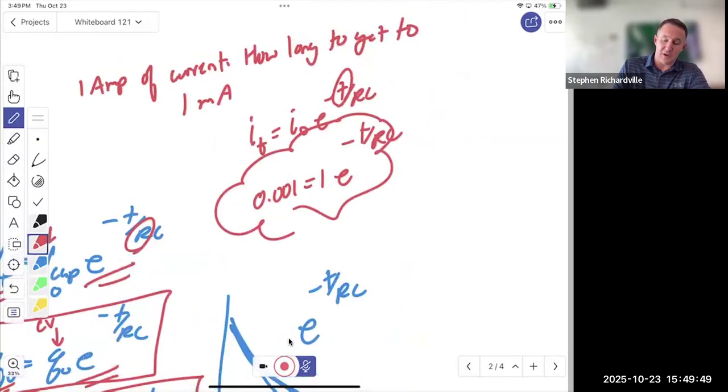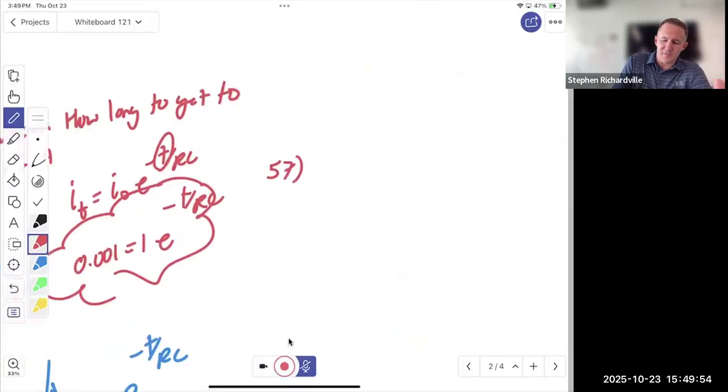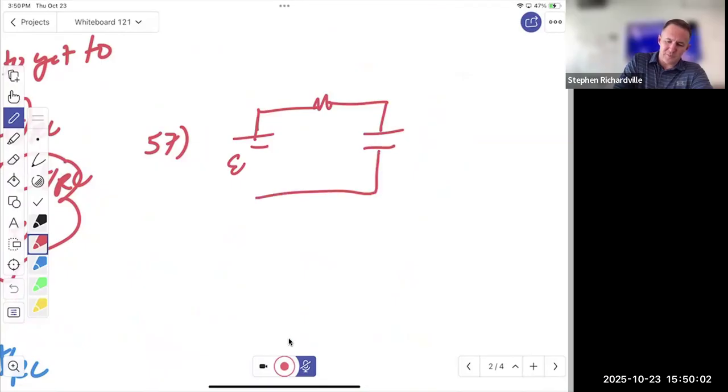The other one, oh, here's a good one. I'm going to help you with 57 a little bit. 57 says something like, if I'm charging a capacitor, so say time zero, switch closes, we start to charge. I've got R and C. At what point is the voltage on the resistor equal to the voltage on the capacitor? How long does that take?